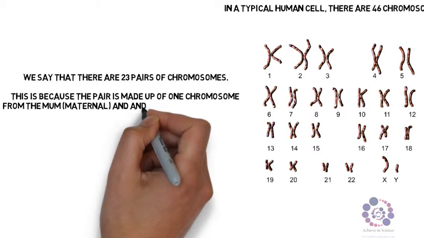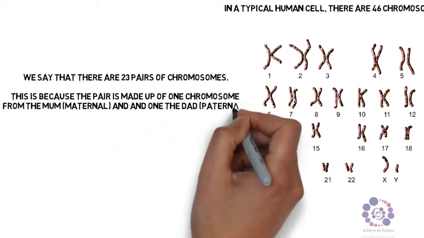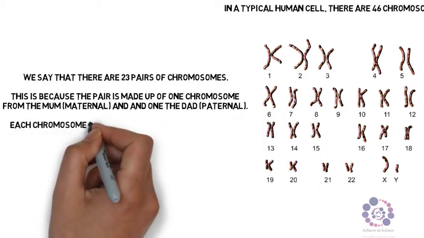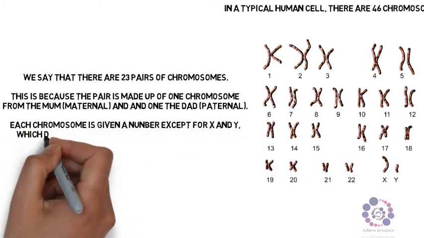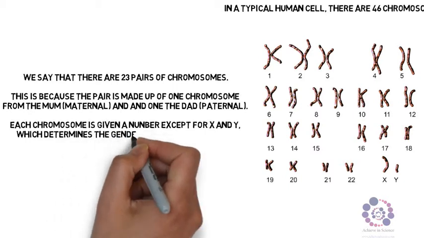Each one is numbered, except for the final pair, which determines your gender. If you have two X chromosomes, you're female. If you have one X and one Y chromosome, it makes you male.